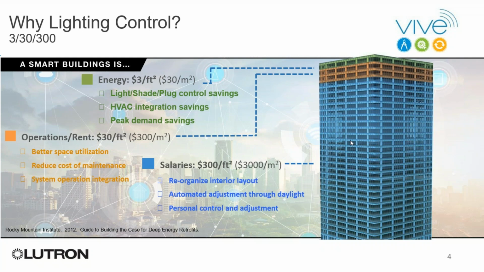Now, again, these 330 and 300 are not meant to be exact for all regions. It's meant to be an order of magnitude relationship between each of them. It'll vary region to region, but tends to be that the relationship is the same. When it comes to salaries, we talk about things like making sure people have the right environment to work properly, can adjust their space to meet the needs of whatever task they're doing, and have the ability to access things like daylighting and use that efficiently with the electric light.